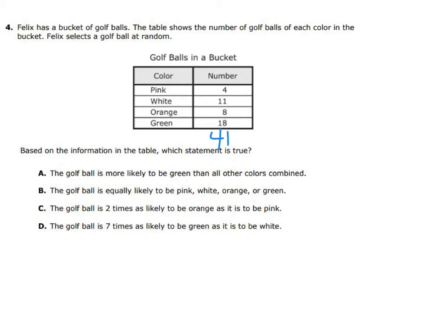Okay, so based on the information, what statement is true? A, the golf ball is more likely to be green than any other colors. So golf ball is green, that's going to be 18 out of 41. And all the other colors will be 23. So golf ball is more likely to be green than all other colors combined. So is this true? Maybe, maybe not. Let's go on with the next one.